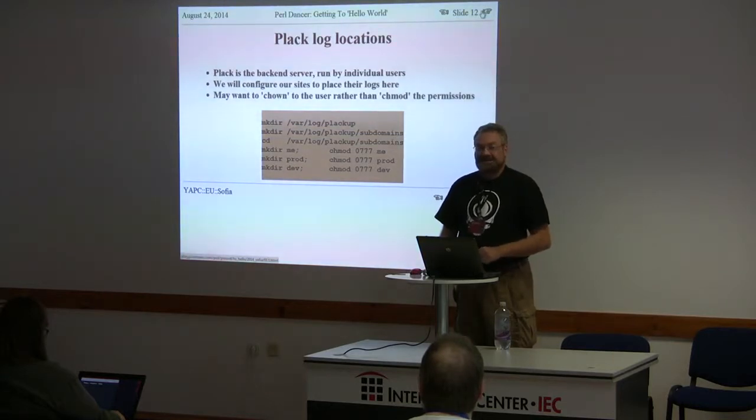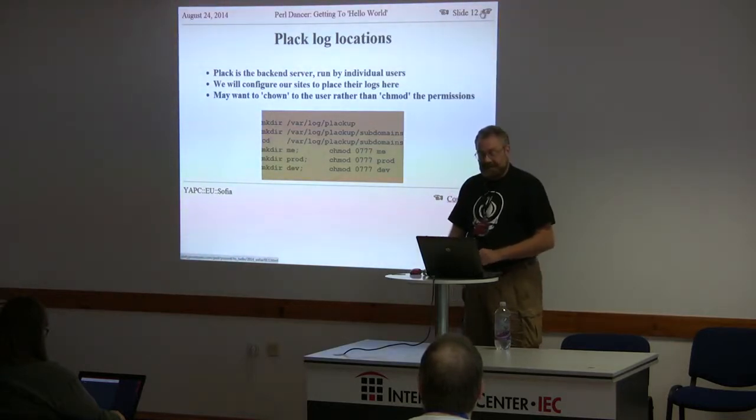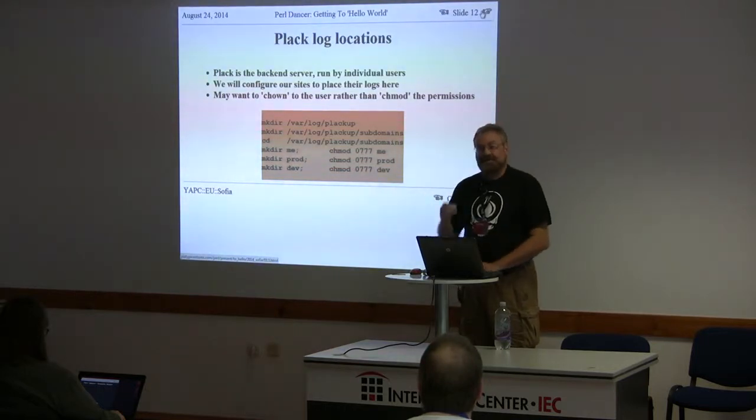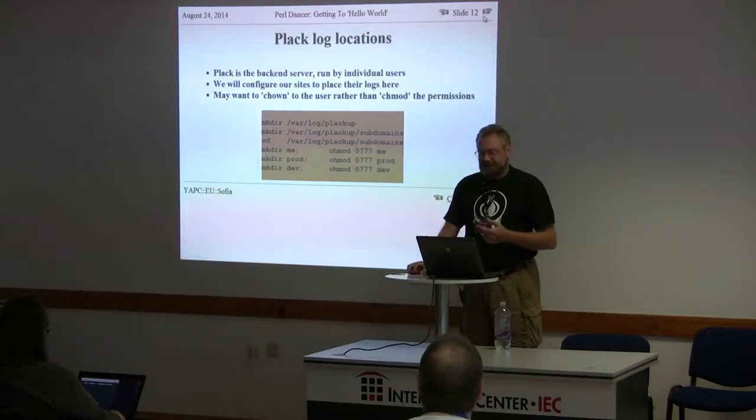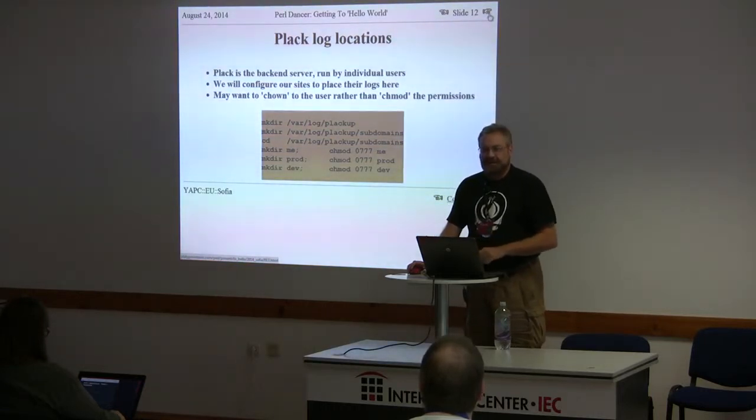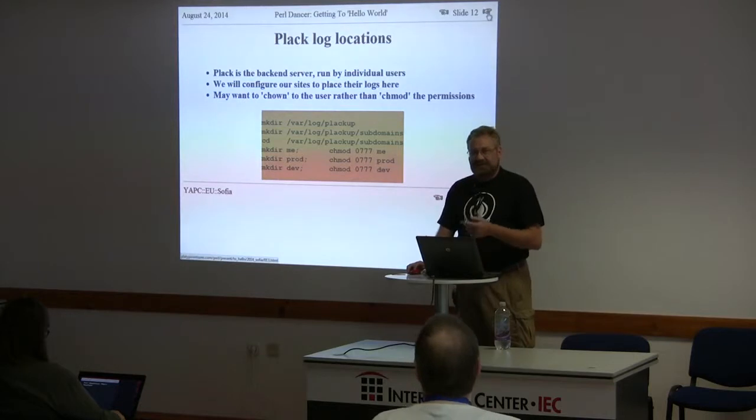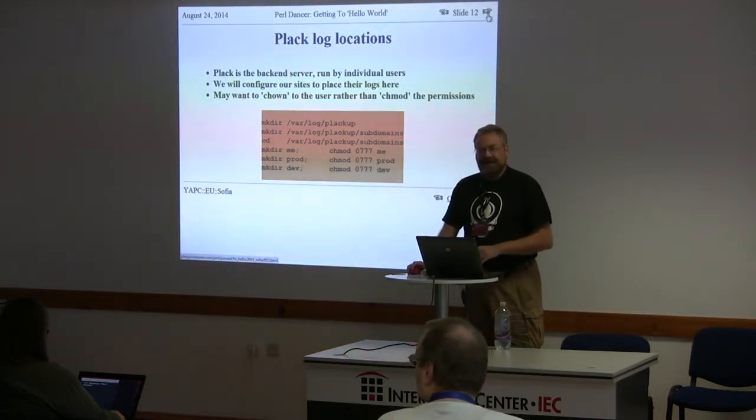Plack needs some places to log, so we're going to create that: /var/log/plack-app, and then some subdomain directories where everybody else can be writing their parts. Remember, directories up. Logs from the Nginx part are written by the Nginx user, but from all the Dancer stuff, they'll be written by whoever happens to be running it. So that's why there are different directories.